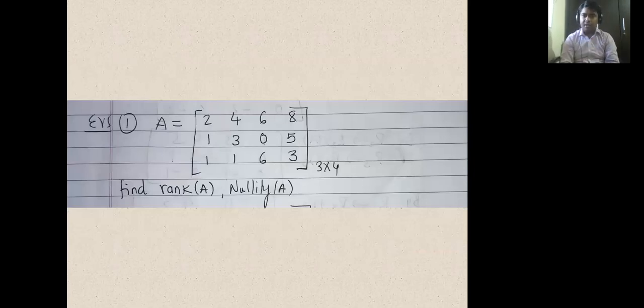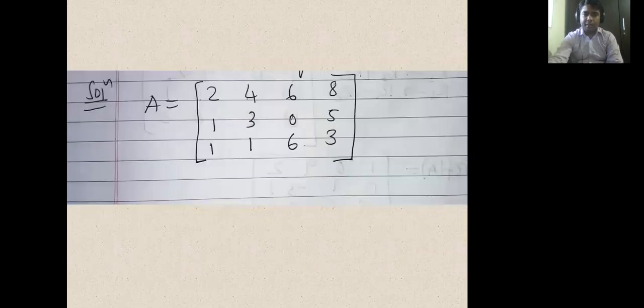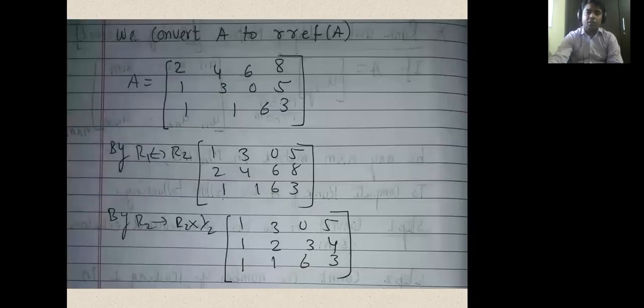So now, suppose the matrix A is given, a 3 by 4 matrix. Find the rank of this matrix A and the nullity of this matrix A. Okay, so rank and nullity we will compute. This is the given matrix. Always write down the given matrix as a part of your answer in the exam also. So what is step number 1? We convert A to its row reduced echelon form. This is the short form I am using, RREF of A, meaning row reduced echelon form of matrix A.